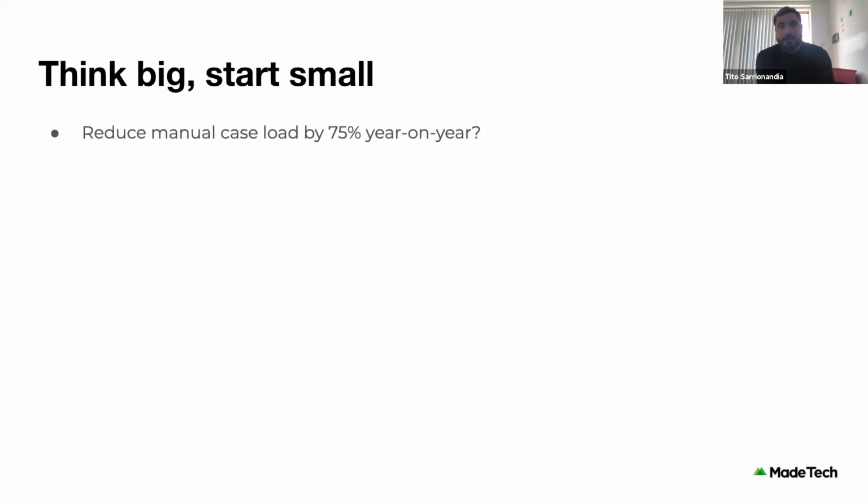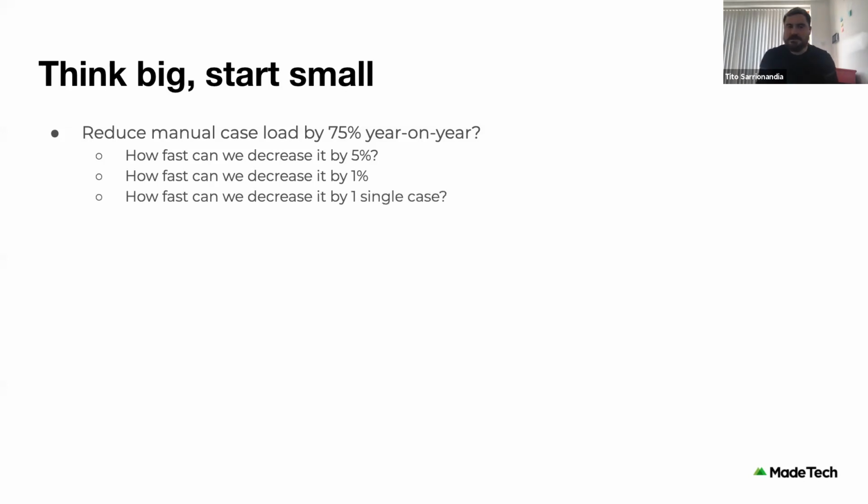So, for example, let's say that your overall goal is to reduce manual caseload in a system by 75% year on year. So the number of times a human has to come and intervene in the case versus it being done automatically. Well, instead of that, can we start by asking, how fast can we decrease this thing by 5%? Or how fast can we decrease this by 1%? Or even how fast can we decrease this by a single case, right? Could we do that in a day or 2 days?